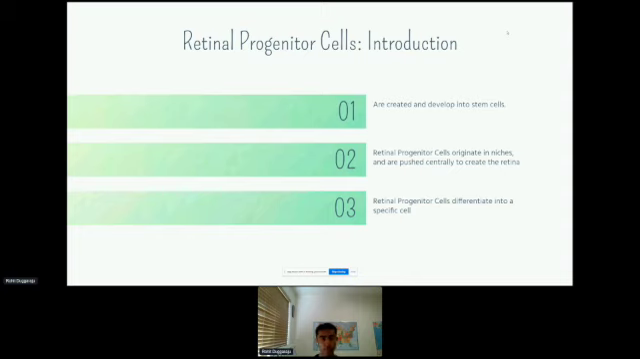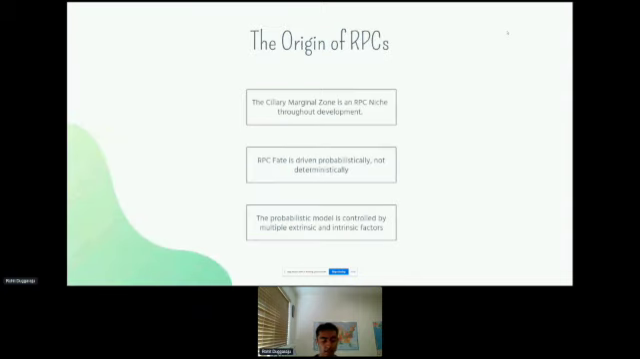Now the first step, where RPCs originate. They develop in niches, which are basically just areas in the retina where stem cells can be created. The main niche in the retina is called the ciliary marginal zone. Cells in the ciliary marginal zone duplicate and push each other to the center of the retina. Okay, so now we followed the creation of this RPC in the ciliary marginal zone and how it's been pushed centrally. Once this happens, they differentiate into different cells like retinal ganglion cells, amacrine cells, etc.